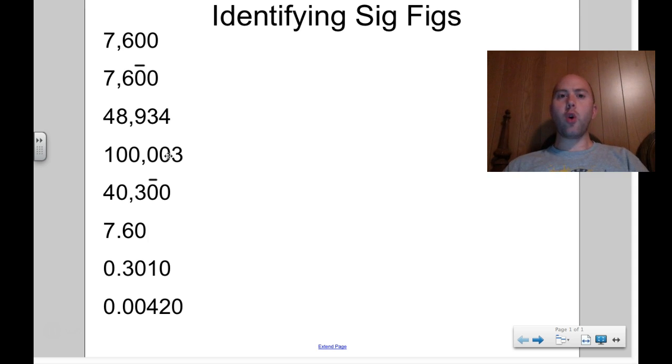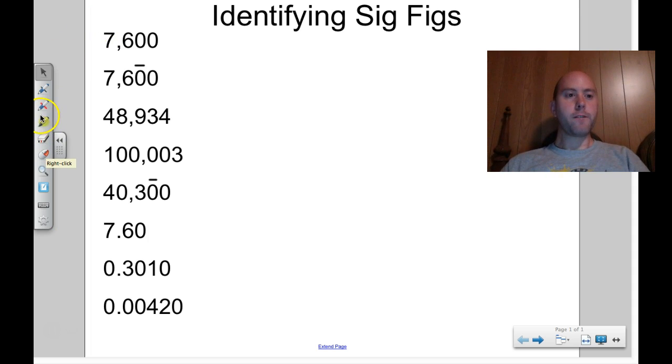The basic goal is to identify how many significant figures are there in a number. And basically what a sig fig is, it's all the numbers you know for a fact with one uncertain digit. That's the number you're not quite sure about, and we'll go over that as well. First, let's just identify how many sig figs there are in each one.